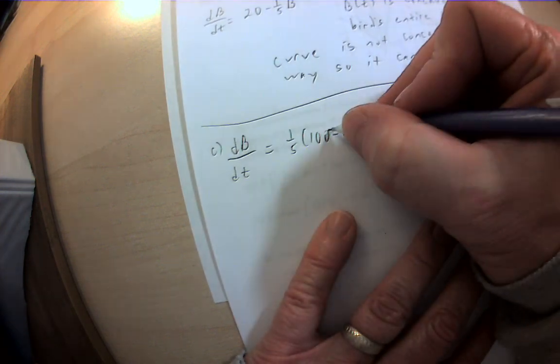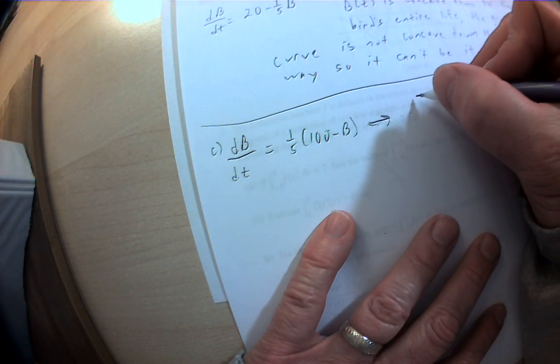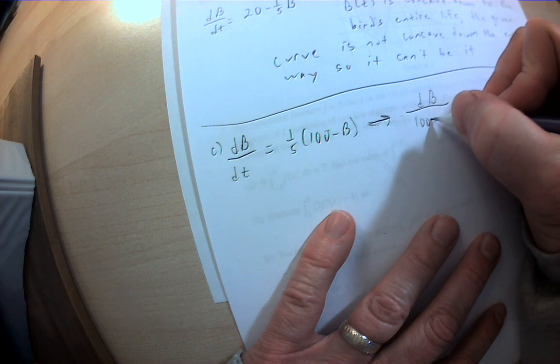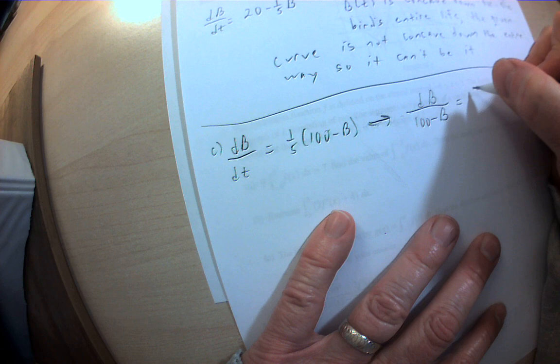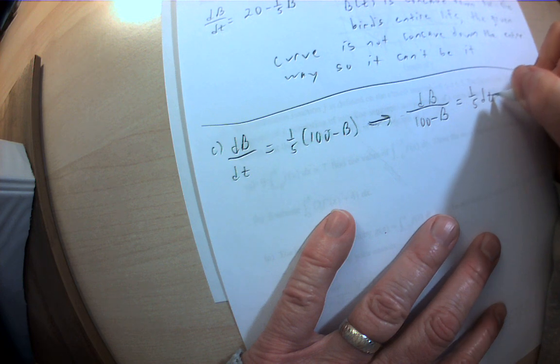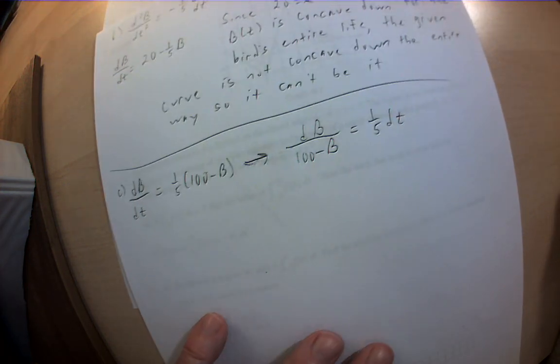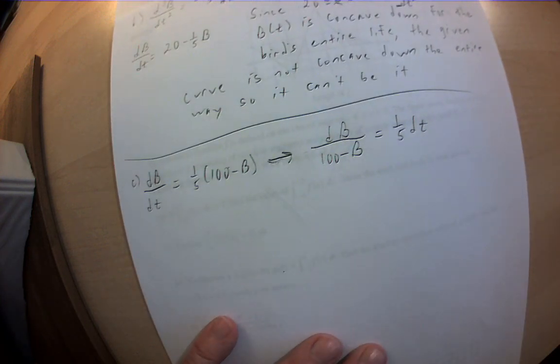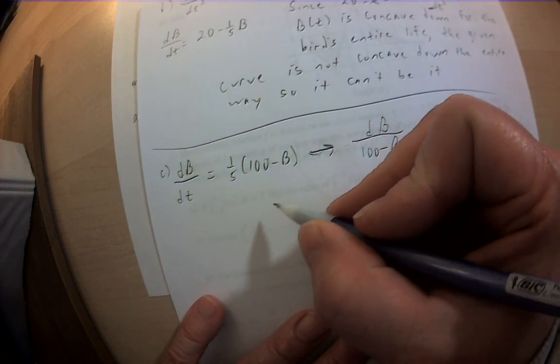So I'm going to do separation of variables. This has b in it, so I'm going to move it to the other side. db over 100 minus b equals 1/5 dt. Okay? So guys, please do use substitution. I know you can't do this in your head, so do use substitution.